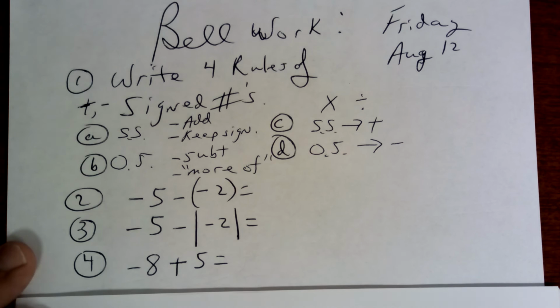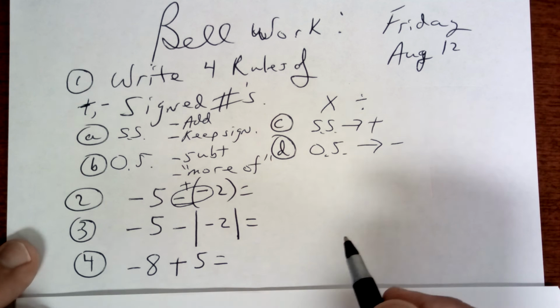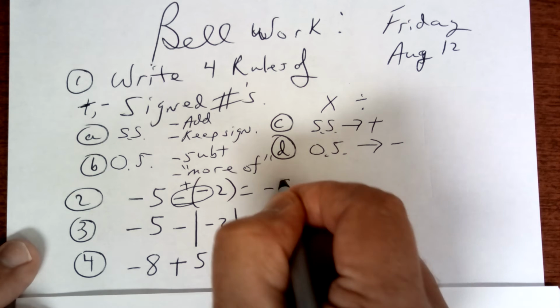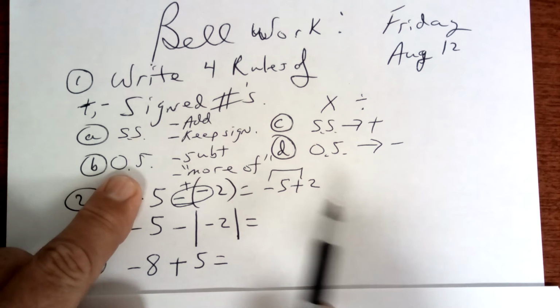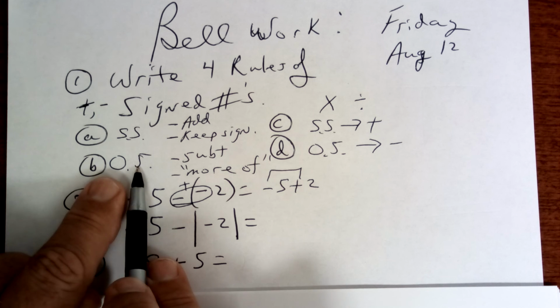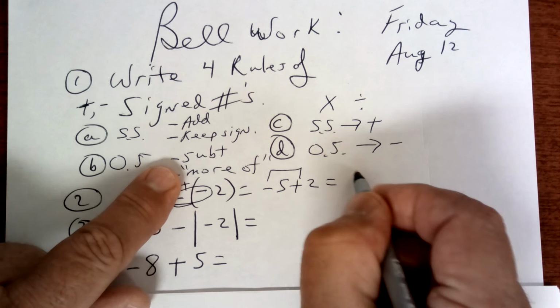So let's take a look here. Here you have parentheses, so a negative times a negative makes a positive. So what you have is a negative 5 plus 2. These are called opposite signs. We're adding. But opposite signs say you have to subtract the number. So 5 minus 2 is 3, and you have more negatives.